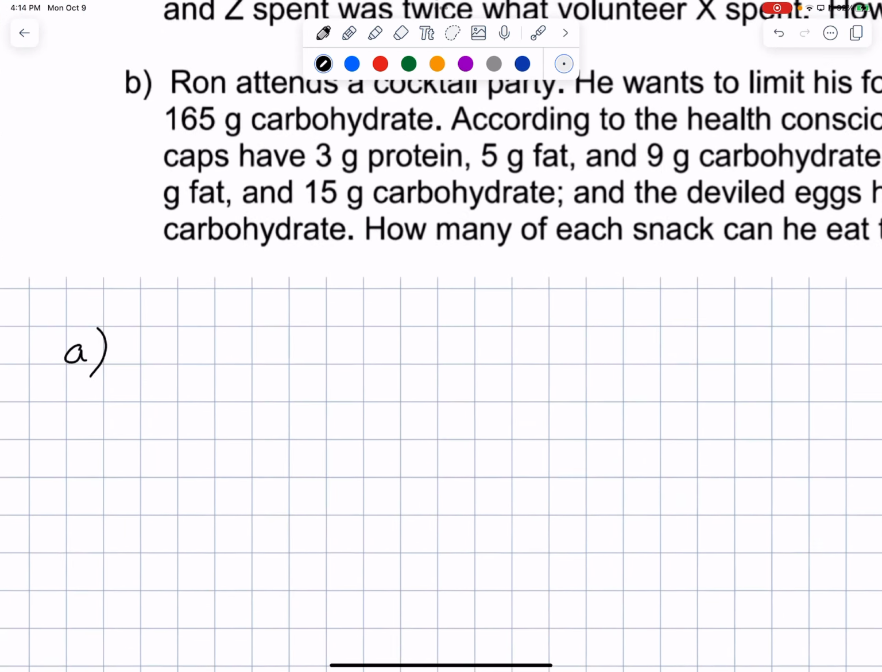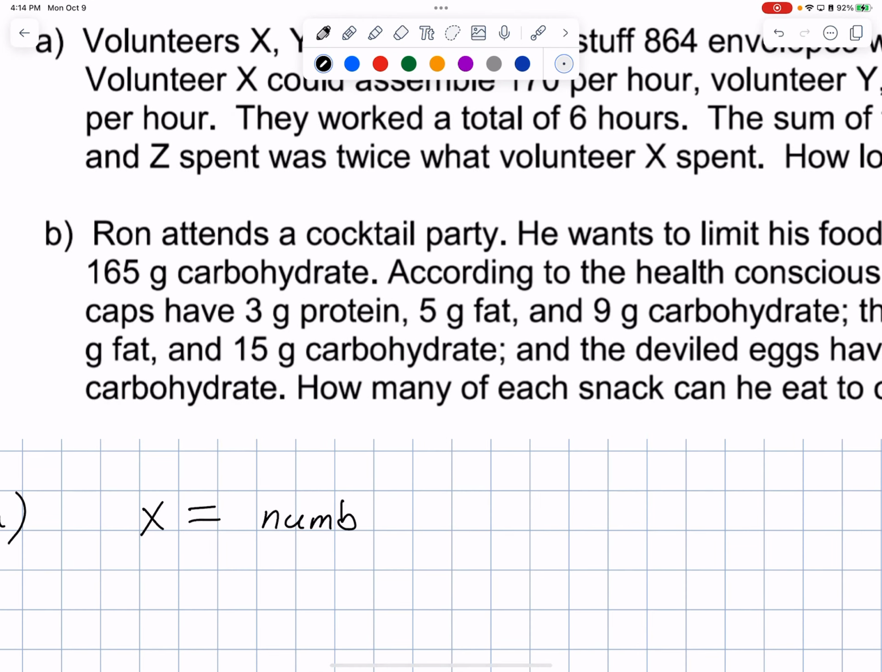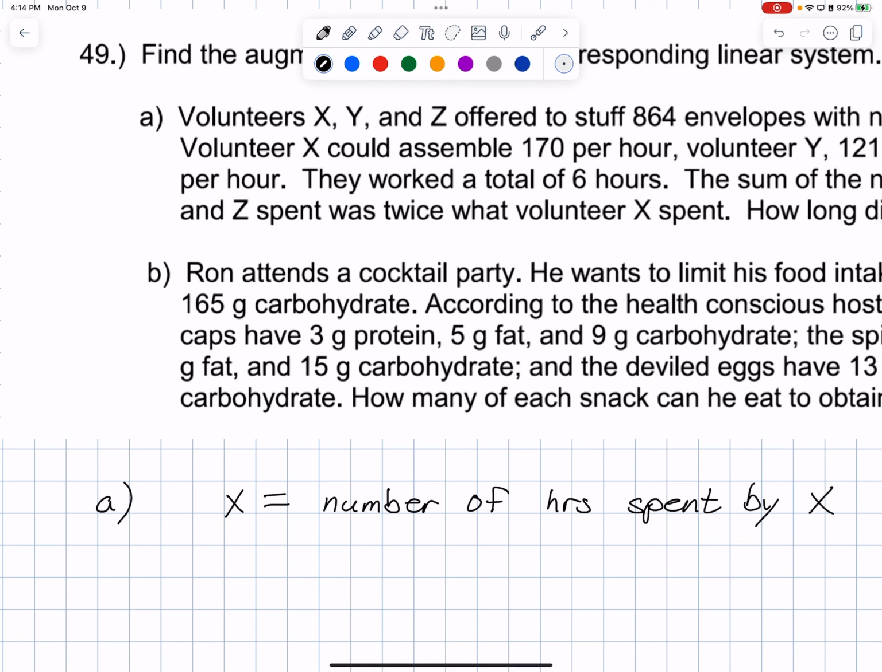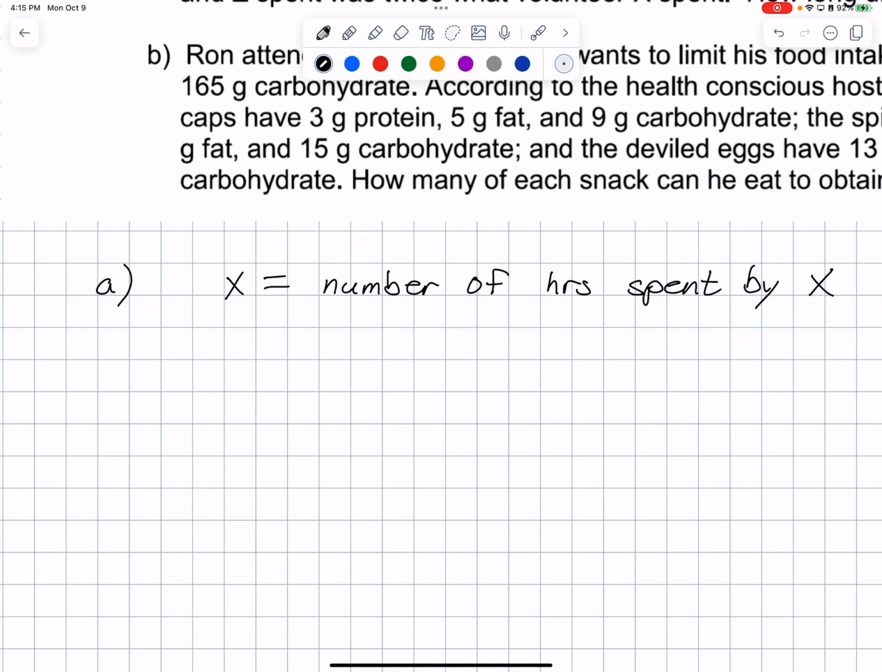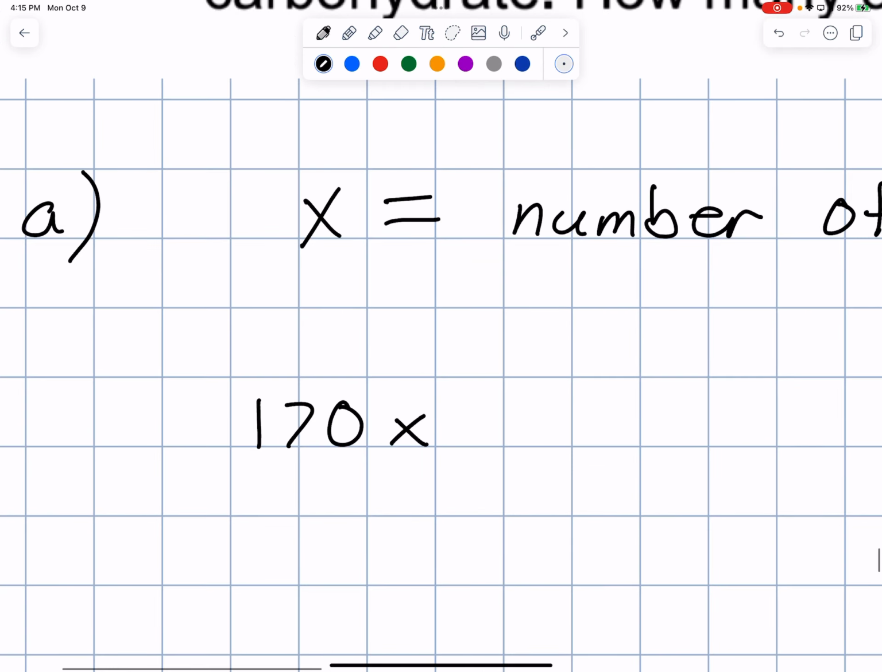Okay, here's what I'm going to do. I'm going to say X is the number of hours spent by volunteer X. And Y and Z are the same. Little y will be the number of hours spent by volunteer Y. Z represents the number of hours spent by volunteer Z. So I can write 3 equations. My first equation is if X stuffs 170 per hour, then the total number of envelopes stuffed by X will be this. 170 per hour times the number of hours, right?